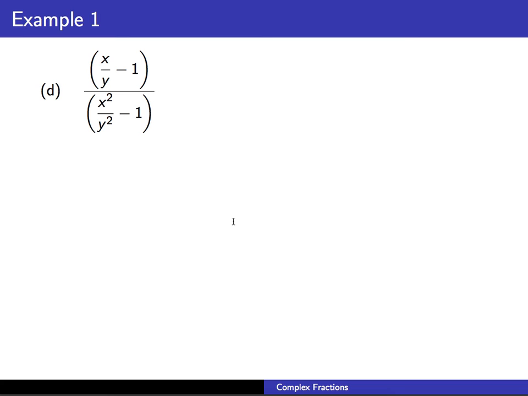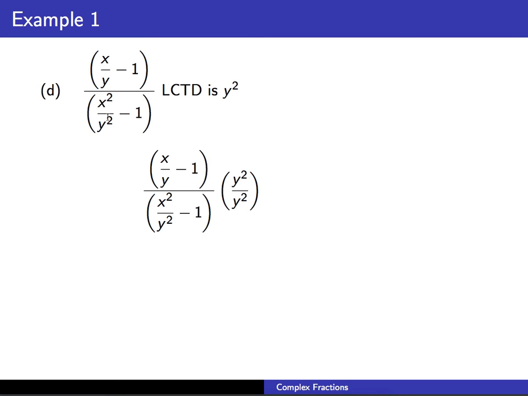All right, example 1, part D, we have x over y and then minus 1 in our big numerator, and then x squared over y squared minus 1 in our big denominator. Well, our tiny denominators are y and y squared, so our least common tiny denominator is y squared. So we're going to multiply every single term, all 4 of them, by y squared.